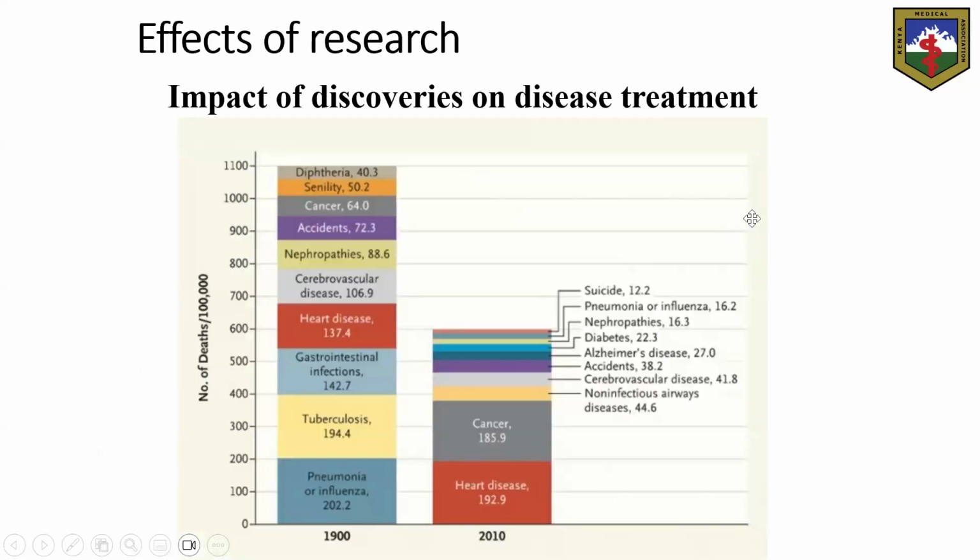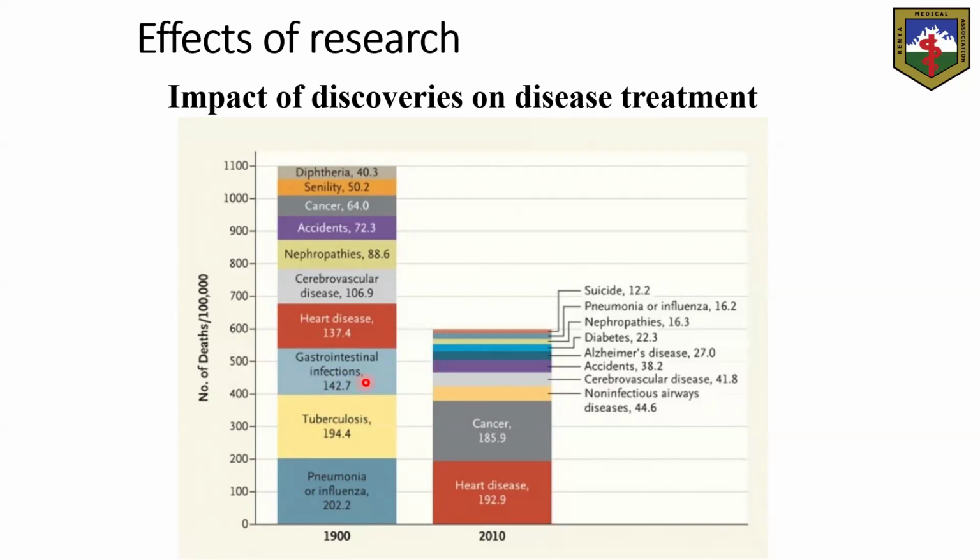The impact of discoveries on research. This is just a graph I pulled out from a paper online. On the y-axis, we are seeing the number of deaths per 100,000 population. And on the x-axis, we have a scale of 1900s and then a scale of 2010. So you can see in the 1900s, there were a lot of deaths occurring due to infectious disease, things such as pneumonia, influenza, tuberculosis, infections of the intestinal tract.